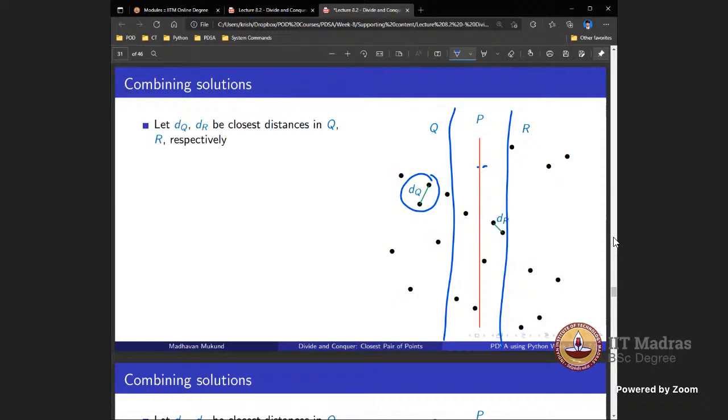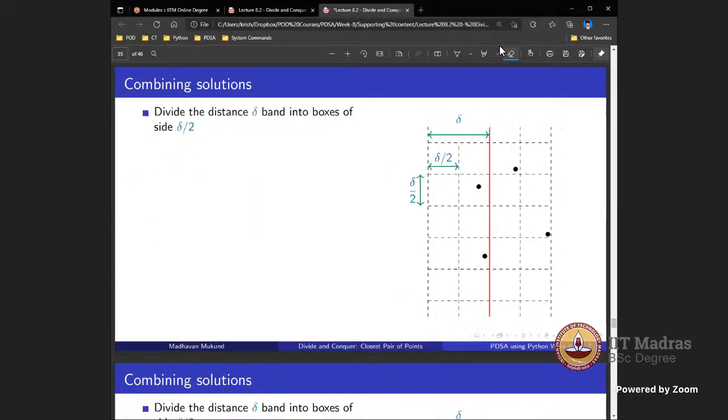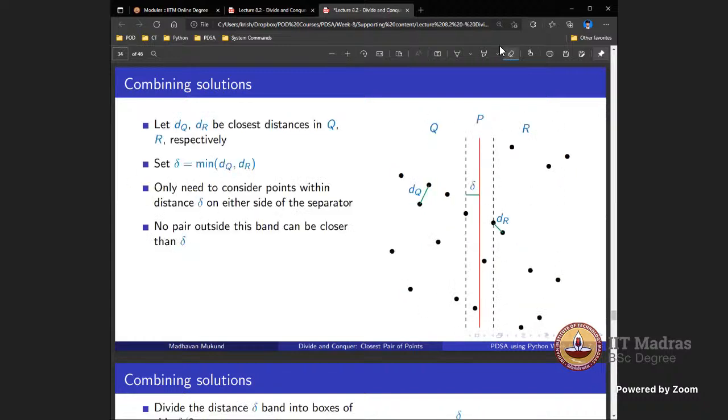The minimum of dq and dr will be delta. So we take delta, which is the minimum among dq and dr. We can definitely say that on the right side of the Q region and the left side of the R region, a strip of width 2 delta is enough. We can show that no point outside this region can give a closer pair.